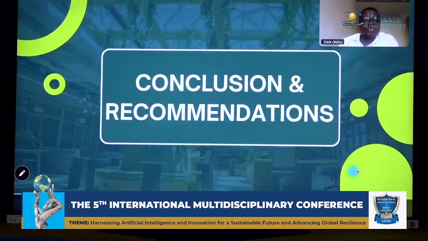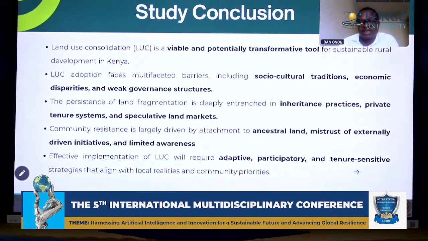So the study concludes that land use consolidation is a viable and potentially transformative tool for rural development in Kenya. Its adoption, however, faces multifaceted barriers, including socio-cultural traditions, economic disparities, and weak governance. The persistence of land use fragmentation established by the study was fueled by inheritance customs, the tenure system that exists, and speculative land markets.